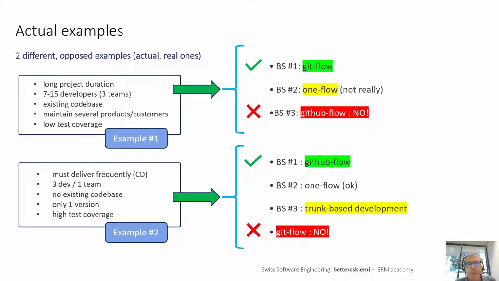For this one, we had that Gitflow is the best one. Oneflow is not good, and in this case GitHub Flow would not be good because it's too complex a project for using such a simple strategy.